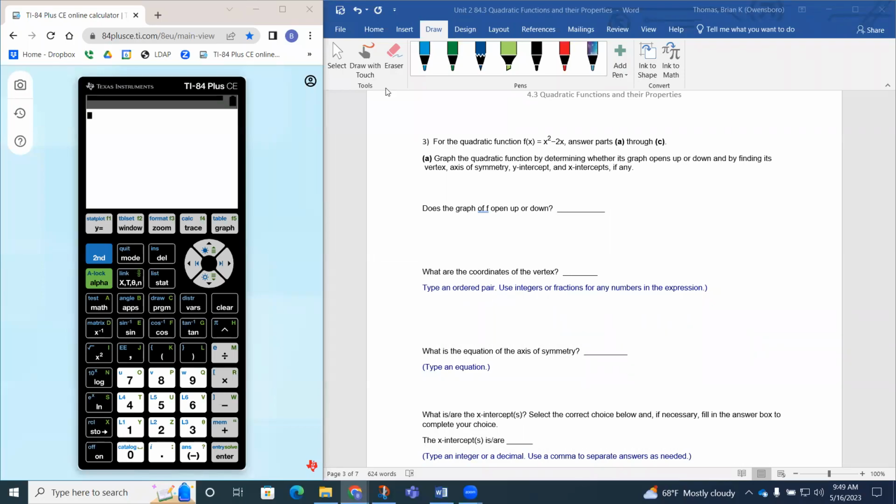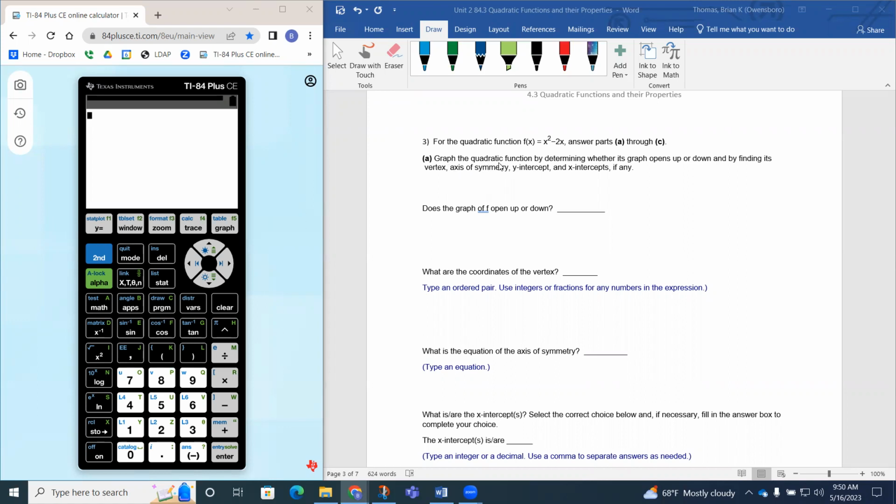So question 3. For the quadratic function f of x equals x squared minus 2x, answer parts A through C. So part A has quite a few parts to it.